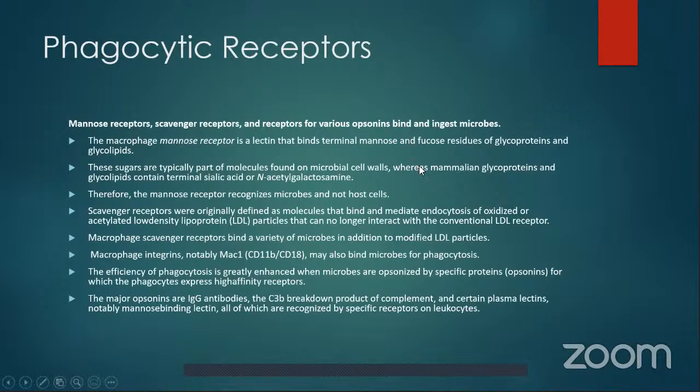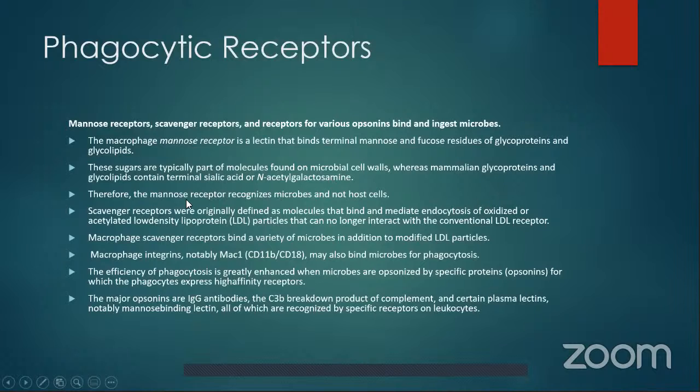The microbial cell walls are rich in terminal mannose and fucose residues, whereas the mammalian glycoproteins have terminal sialic acid and N-acetyl galactosamine. That's how they will differentiate.